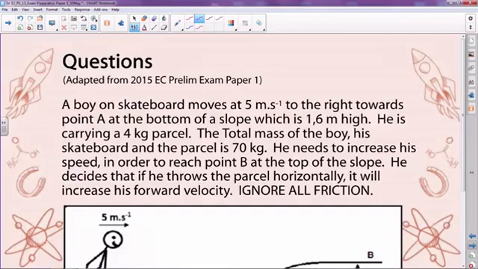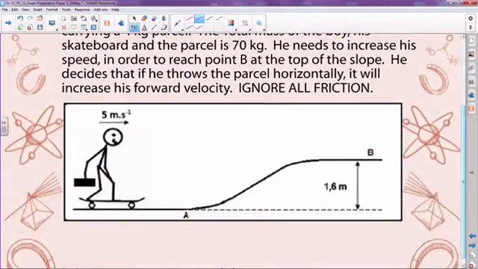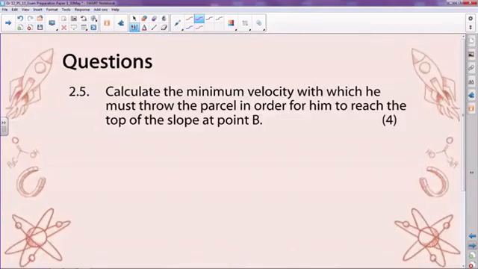And I know some of you are going, where's the momentum question, Tracy? It's coming up right now. So, the velocity over here after he's thrown the parcel is 5,6. Now they ask you, calculate the minimum velocity with which he must throw the parcel in order for him to reach the top of the slope. In other words, this is momentum.